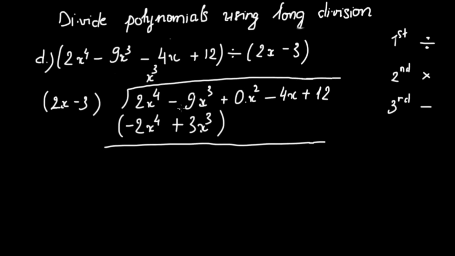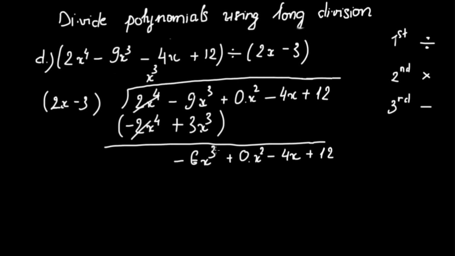Next, you add these two expressions together. This term and this term will cancel out, right? Minus 3 minus 9, you got minus 6x to the 3rd plus 0 times x squared minus 4x plus 12. Then you can repeat the 3 steps here.